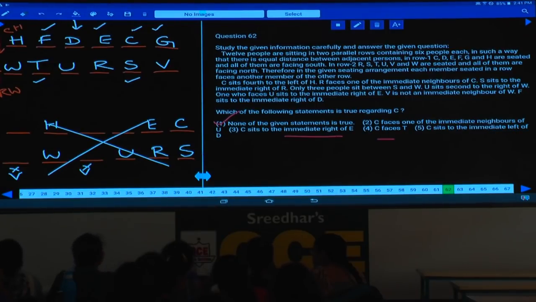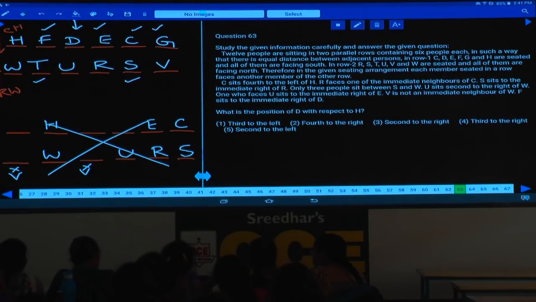Then question number 63. What is the position of D with respect to H? D with respect to H is second to the left. Second to the left is given in choice 5. D is seated second to the left of H, choice 5.